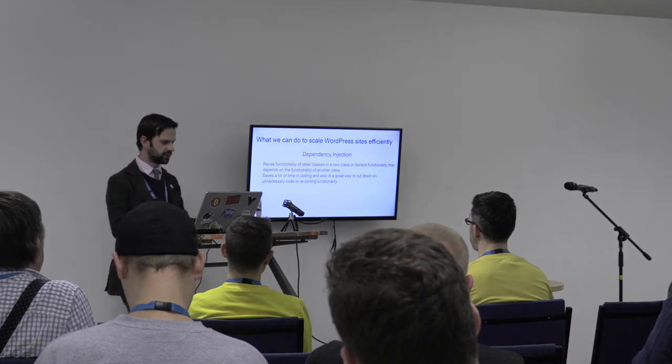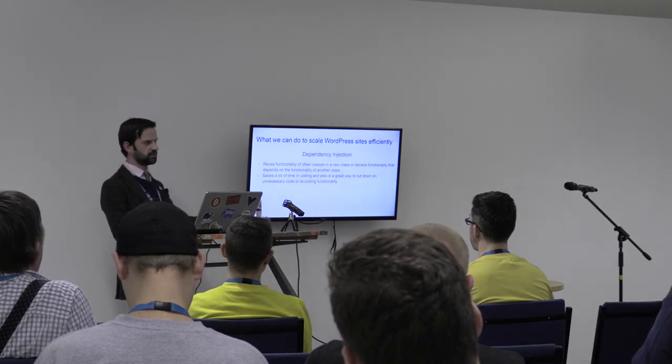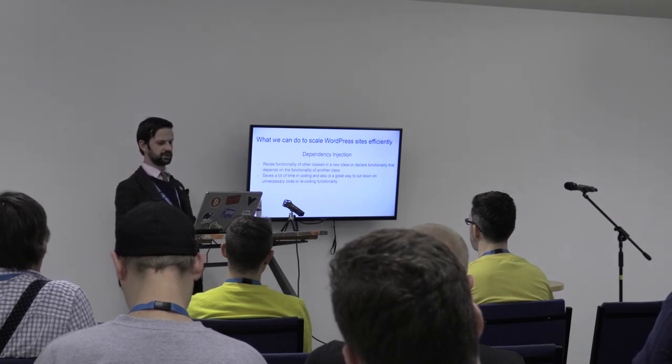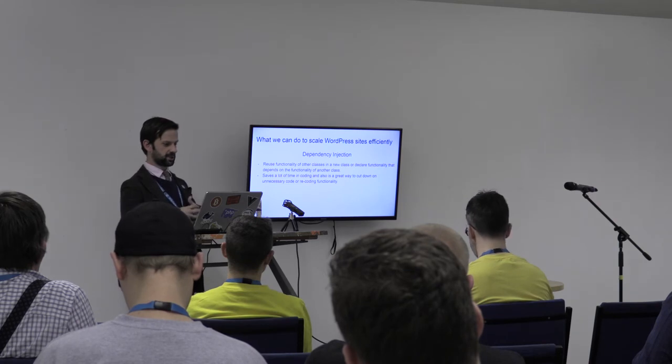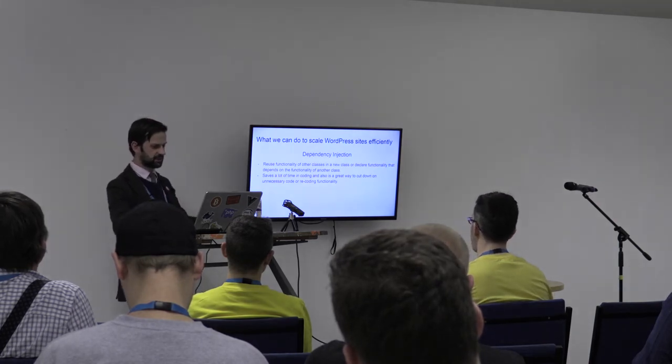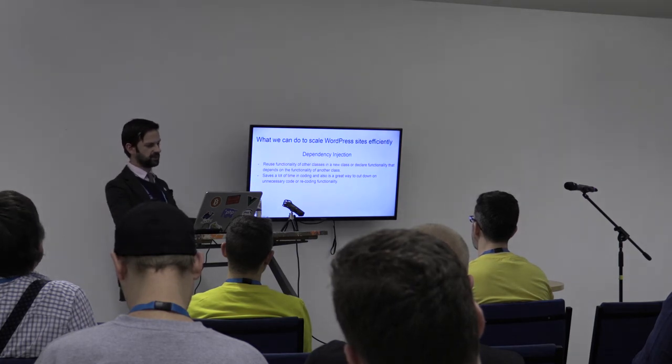Dependency injection. The way this works is you reuse the functionality of other classes or objects in a new class to declare functionality that depends on that functionality. So it saves time in coding, and it's also a great way to cut down unnecessary code or recoding certain functionality.